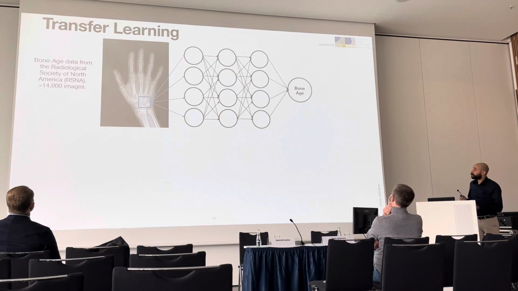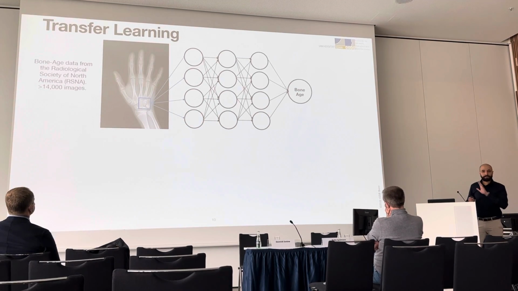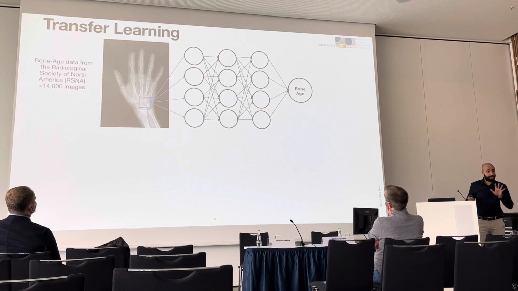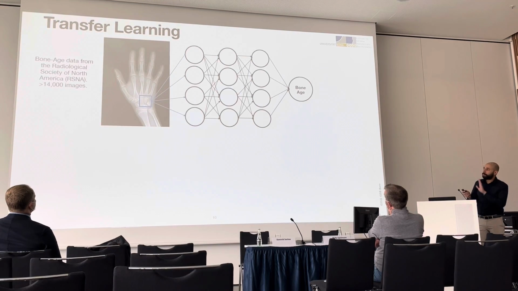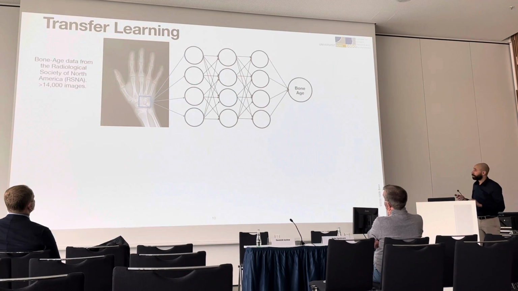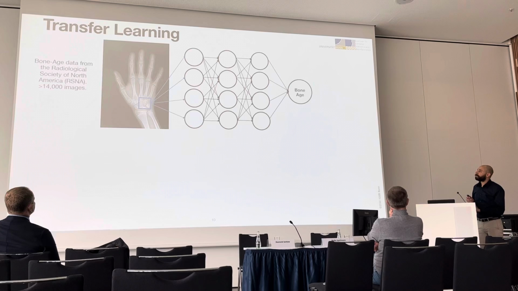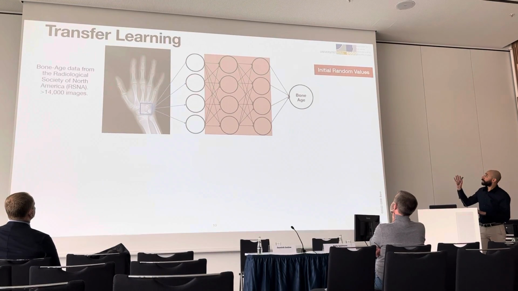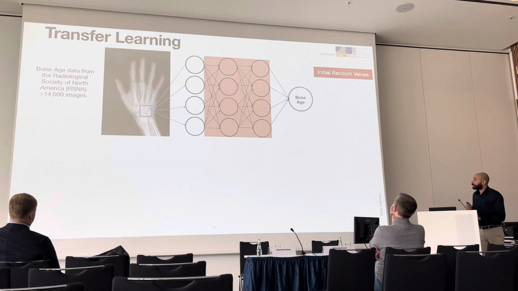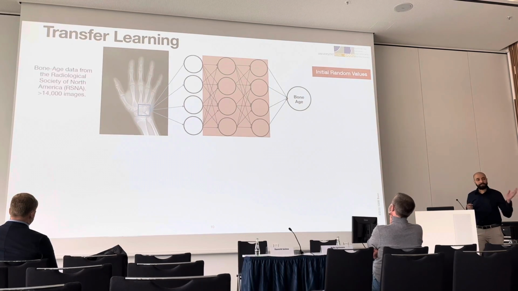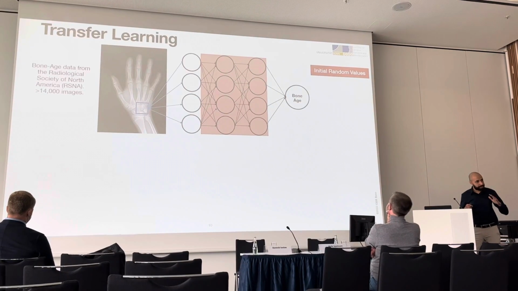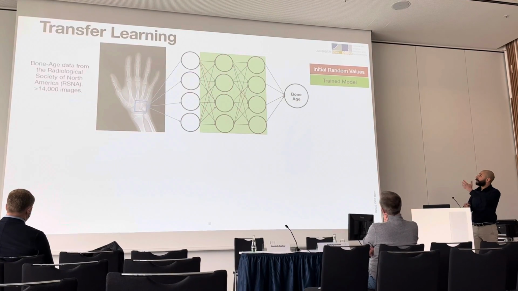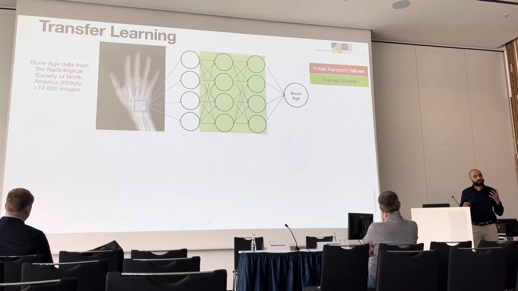Our neural network is of course much more complex than that, and it's also convolutional. But just for the sake of presentation, imagine that this is the neural network that you want to train. It's first initialized by random values, then after inputting many images and many training epochs, we reach a trained model that is able to tell us the bone age.